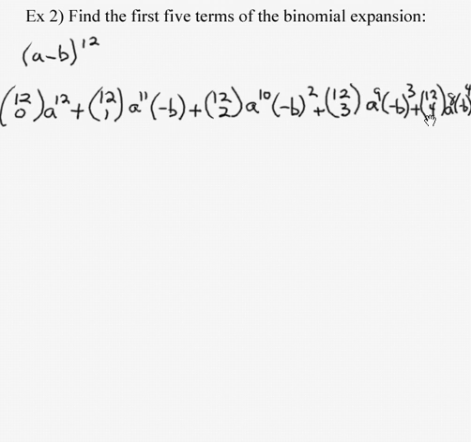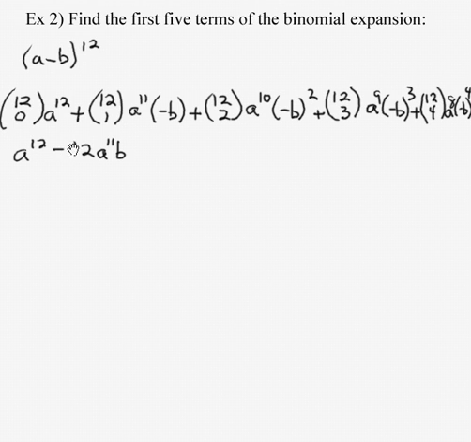And then 12 choose 4, a to the 8th, the opposite of b to the 4th power. All right, 12 choose 0 is 1, so that's a to the 12th. On your calculator, 12 NCR 1 is 12, but times a negative makes that negative, and then that's a to the 11th b. 12 choose 2 on your calculator is 66, or 12 NCR 2 is 66.